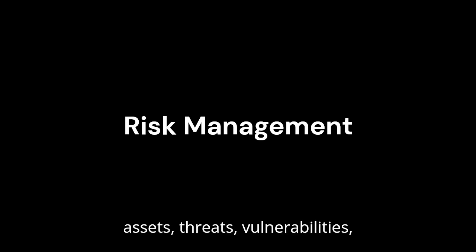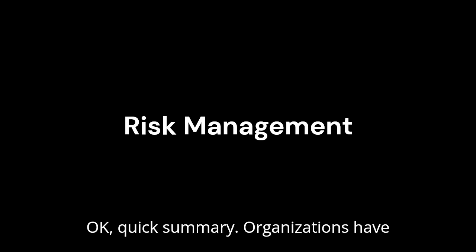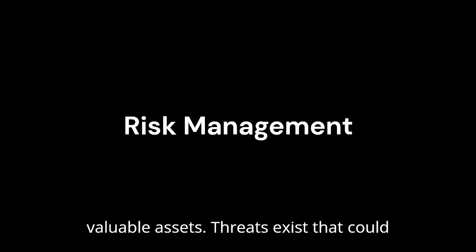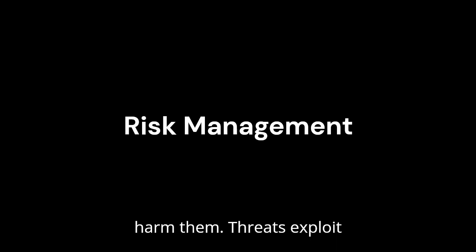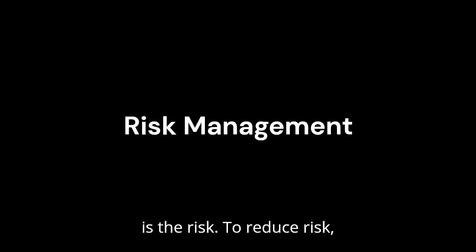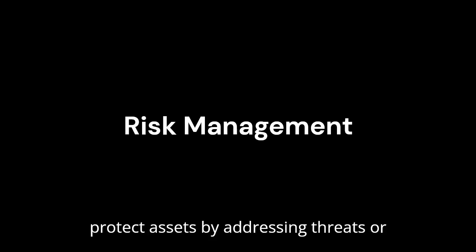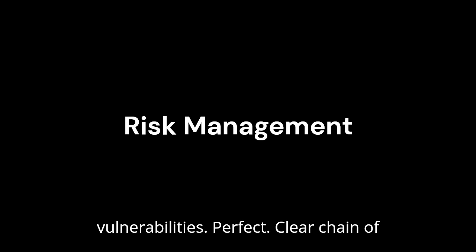So just to cement this, can you quickly recap how all these elements, assets, threats, vulnerabilities, exposure, risk, safeguards, link together? Okay, quick summary. Organizations have valuable assets. Threats exist that could harm them. Threats exploit vulnerabilities, weaknesses. This creates exposure, the possibility of harm, which is the risk. To reduce risk, organizations implement safeguards to protect assets by addressing threats or vulnerabilities. Perfect. Clear chain of events.